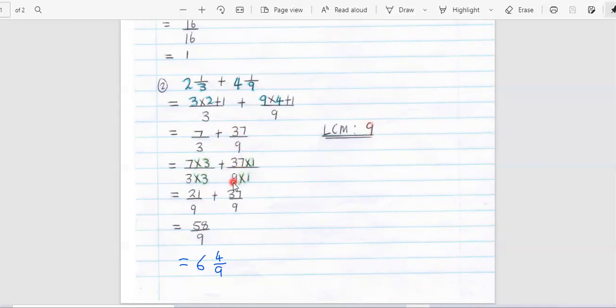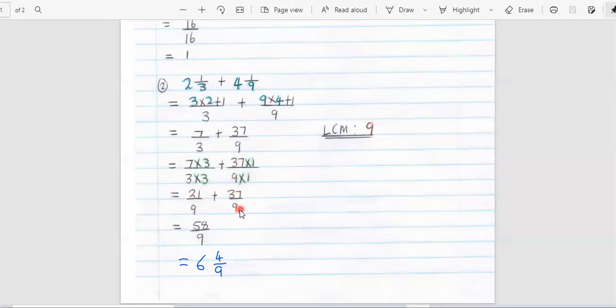Then you're gonna ask yourself, what number must I multiply the 9 by to give me the same answer of 9? Then the answer is 1. So 9 times 1 will give you 9. Then the same thing must be applied in your numerator, so we're gonna multiply the numerator by 1. So we're gonna have an answer of 21/9 plus 37/9. Sorry, boys and girls, to correct that error, it is 37/9.